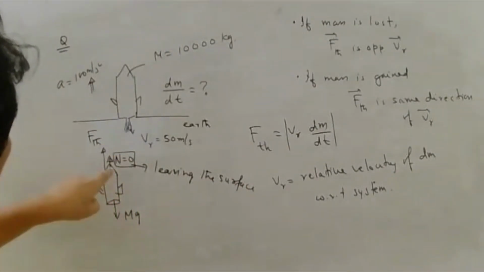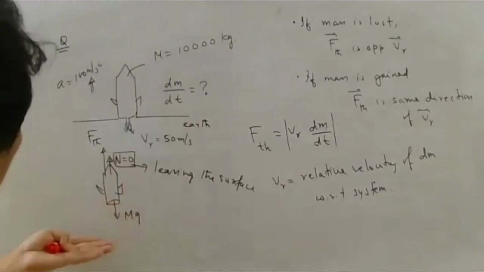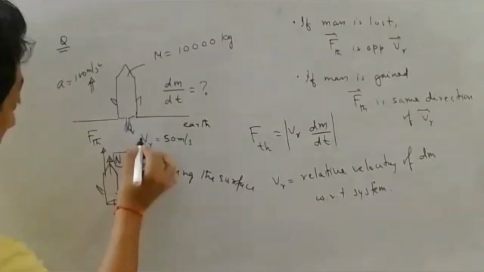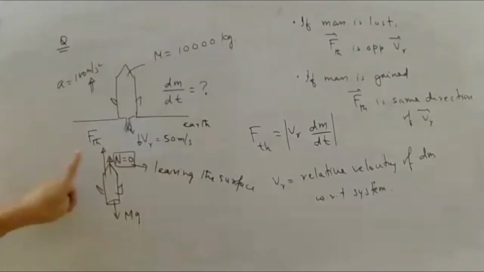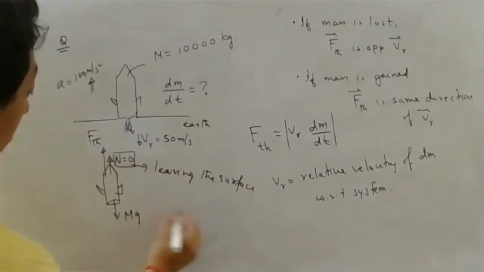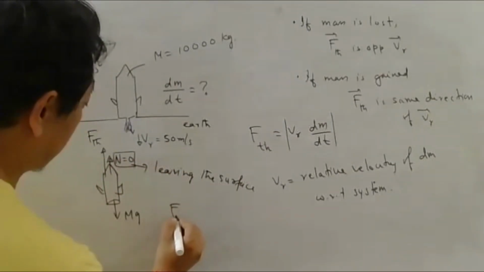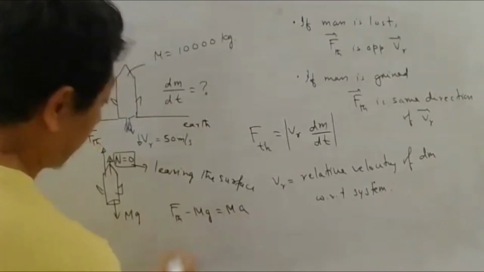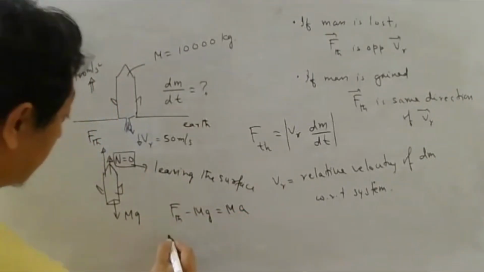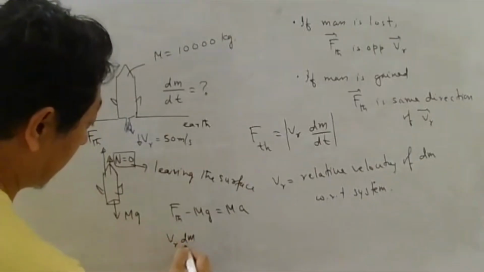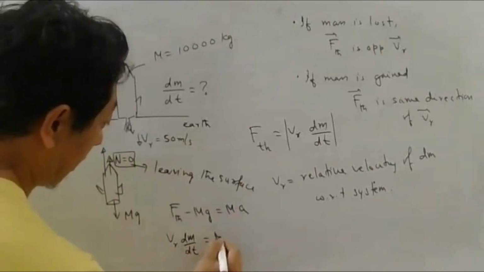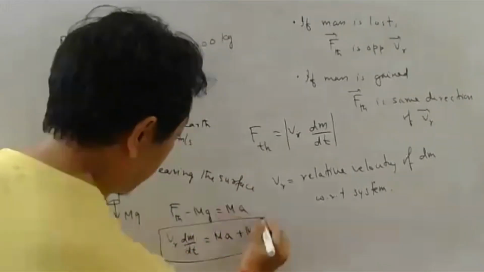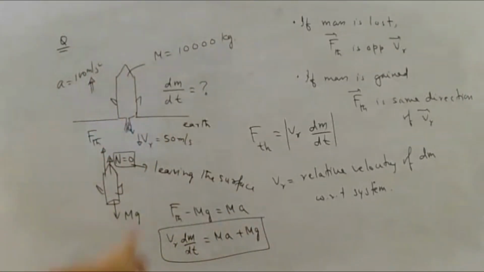So these are the forces. mg from gravity, there is no normal, and as gases come out, it is losing mass. So relative velocity is down, so thrust force will be up. Now write the net force. Thrust force minus mg equals ma. Thrust force is V_R dm/dt, so that will be ma plus mg. From this equation, you can calculate dm/dt.